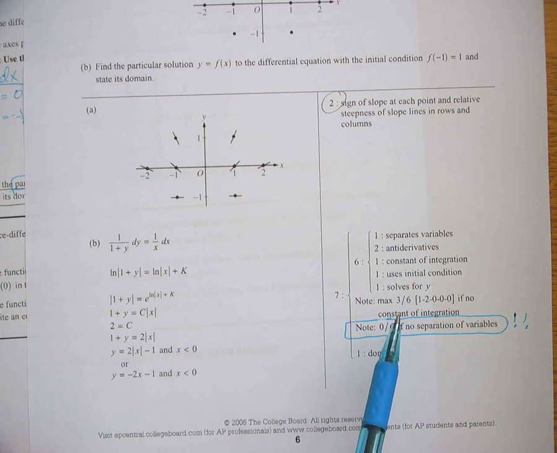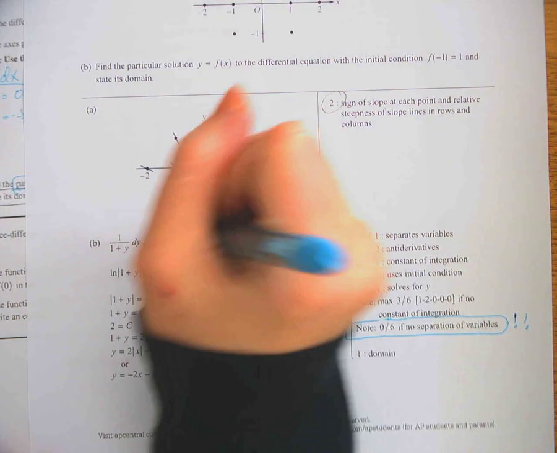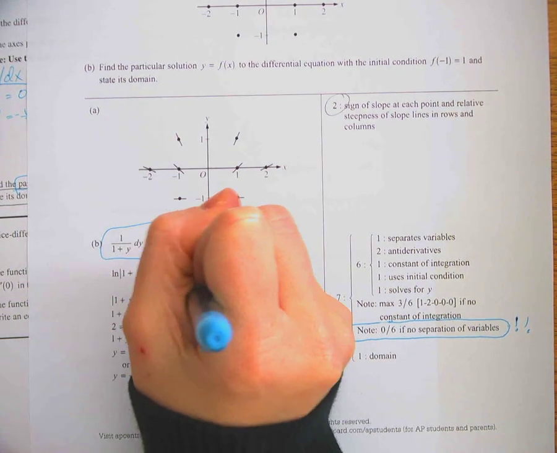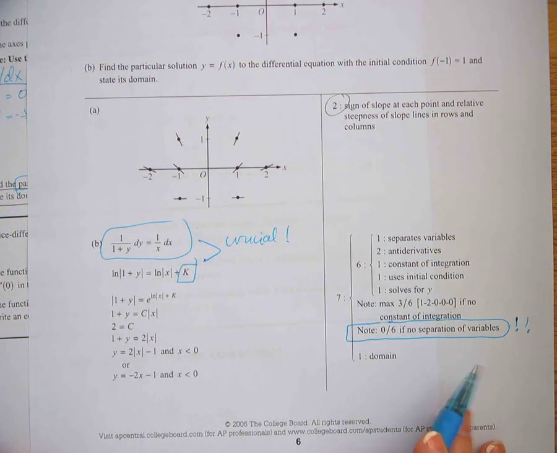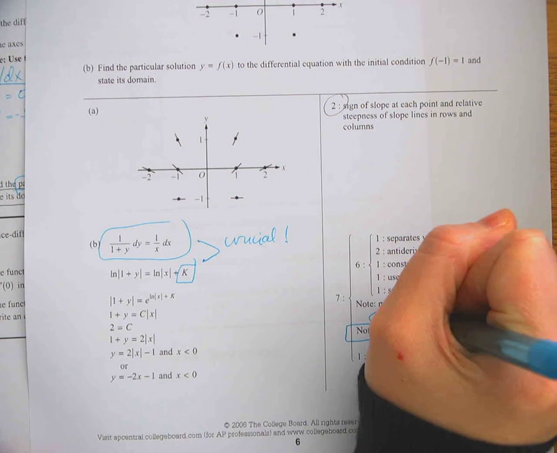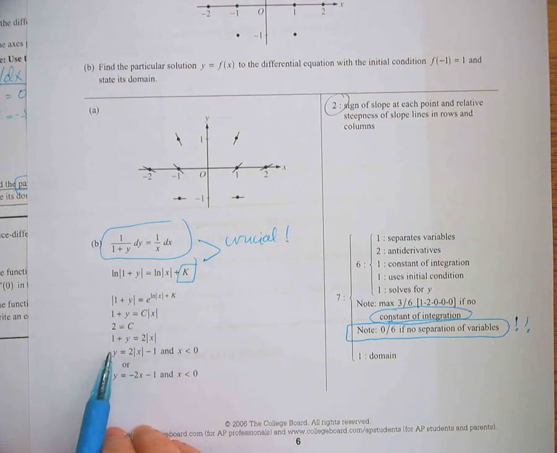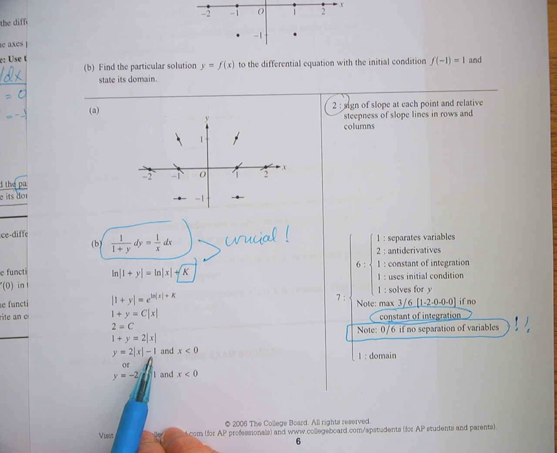But notice this, if you don't have the constant of integration, the most you could get is 3 points, because from here on out, they wouldn't give you any partial credit. So this step here and this step here are crucial if you want to get partial credit. You've got to separate your variables, and you've got to write your constant of integration. Okay, then you get another point for simply plugging in the initial condition. And then you get another point for solving for y. And then you get the last point for stating the domain, x less than 0.